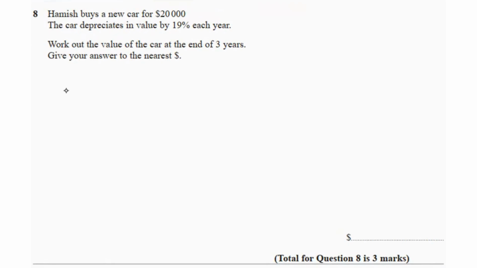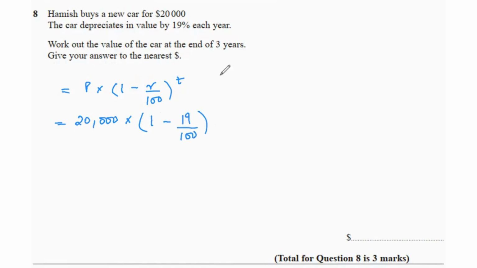So same formula, but the only difference is now we do 1 minus r over 100 over here, and everything else remains as it is. So P is your 20,000. 1 minus 19 over 100 to the power of 3. So 19 divided by 100 is 0.19. 1 minus 0.19 is 0.81. Raise that to the power of 3 and then times the result by 20,000.